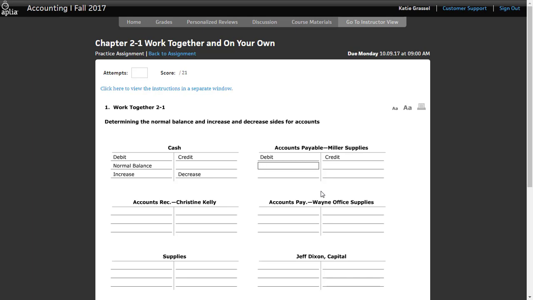What side of the accounting equation is a liability on? Left or right? Right. It is on the right side. So what is the right side of a T account called? Credit. So the normal balance for accounts payable Miller Supply is going to be a credit. So I'm going to fill in here normal balance. Decrease side is the opposite of the normal balance. Increase side is the normal balance side.